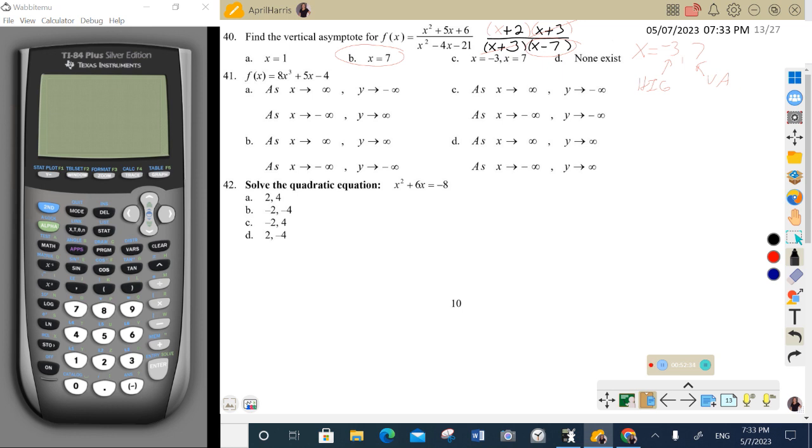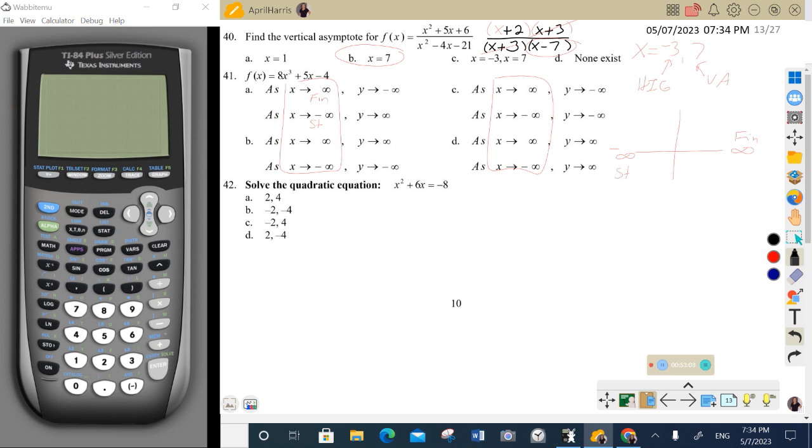Okay, 41 is asking you for the end behavior of the function. You'll notice this is the same on all of these. So as x approaches infinity is how the graph finishes. As x approaches negative infinity, that's how the graph starts. Okay? Because over here, x equals infinity. Over here, x equals negative infinity. This is how it finishes. This is how it starts.